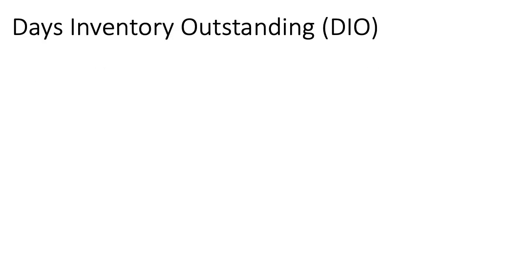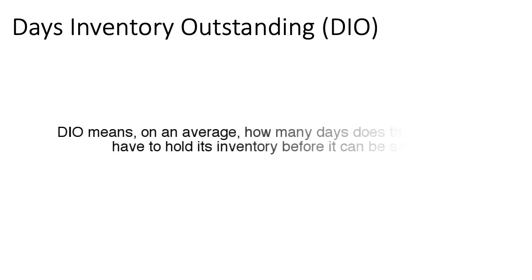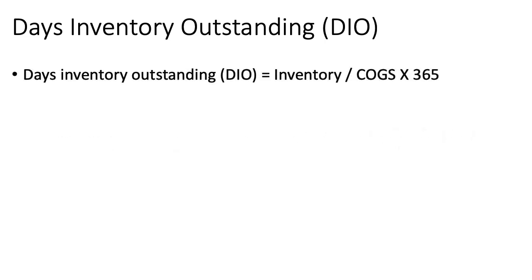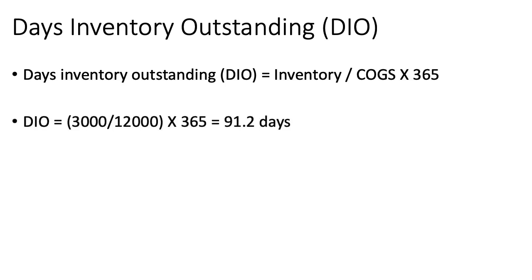Similarly, days inventory outstanding, DIO, means on an average how many days does it take for a company to hold its inventory before it can be sold. It is calculated as inventory, that is 3,000 rupees, divided by COGS, that is 12,000 rupees, multiplied by 365. So that is 91.2 days. So our DIO is 91.2 days.